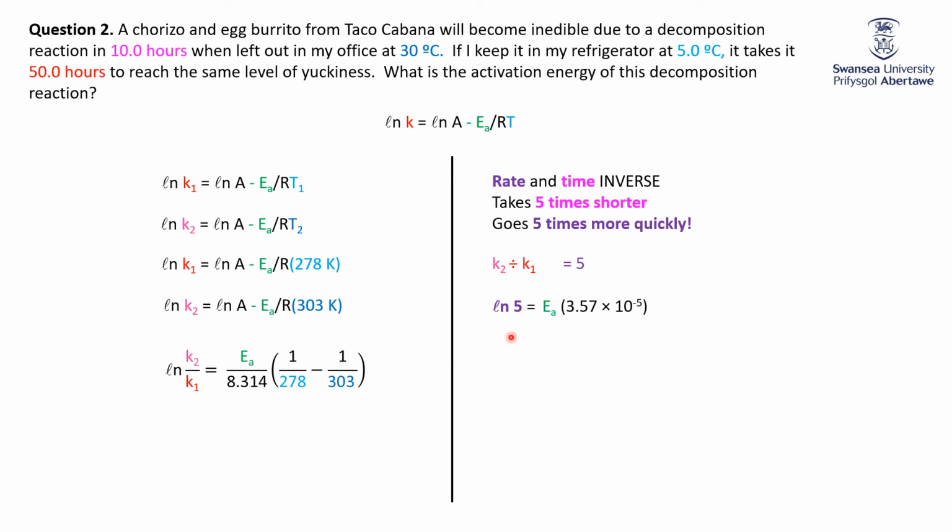Pop that in here, so log of 5 is EA times this nasty little thing here, 1 over 278 minus 1 over 303, divided by 8.314, which is 3.57 times 10 to the minus 5. So EA is 45,000 joules per mole, or 45.1 kilojoules per mole. Hope that kind of makes sense.